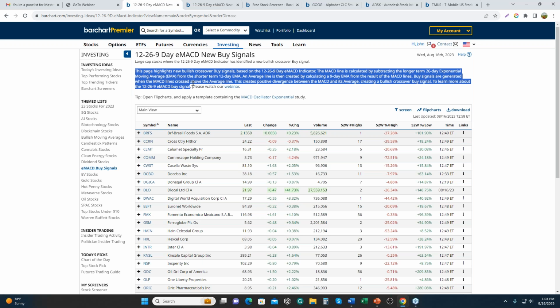Now, what is an EMA, you ask? Well, it's a moving average that puts a greater importance, a weighting, on the latest input, an exponential moving average. Therefore, it makes it more sensitive to recent price activity. So exponential is the E in eMACD for us.